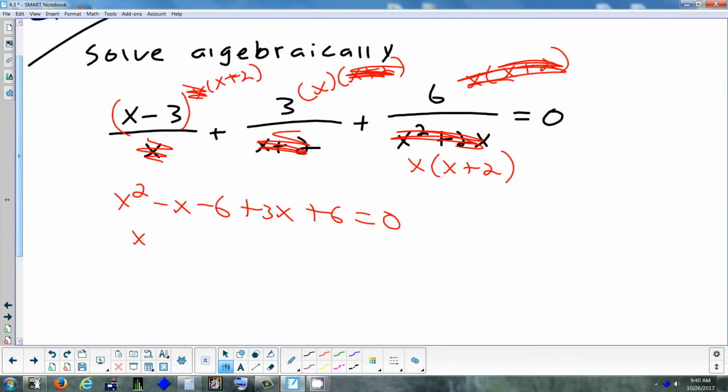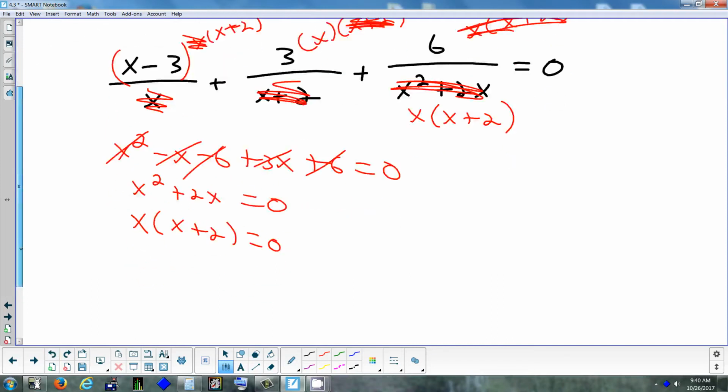Okay, combine like terms. We get x squared plus 2x. That's it. The 6's are going to cancel. So now factor that. So it's x times (x plus 2) equals 0. And what would make the first factor 0? Dylan? 0. And how about the second factor?